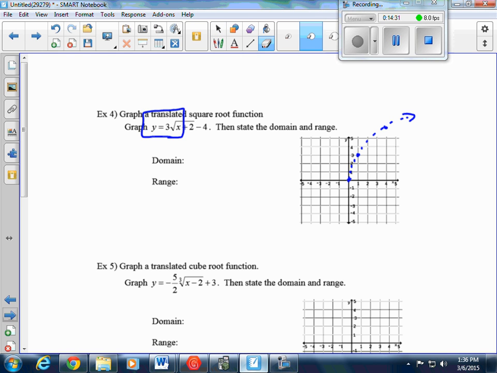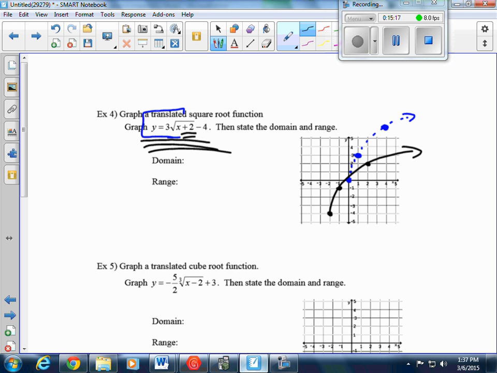Well, now, if we look at this, we know that this is shifted 2 units to the left and down 4. So I'm going to take these 3 points here that we put in, and we're going to go left 2, down 4. So I'm going to go left 2, down 1, 2, 3, 4. And so my graph is going to look like that. So the black graph is the graph of that equation. So that is the whole thing.